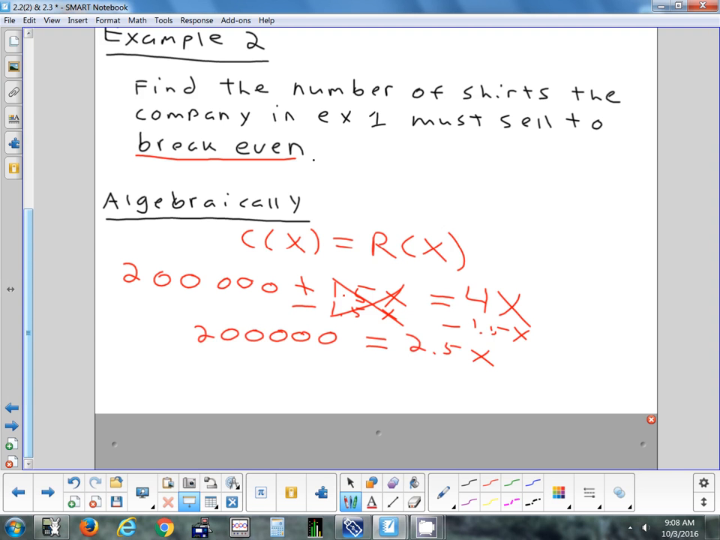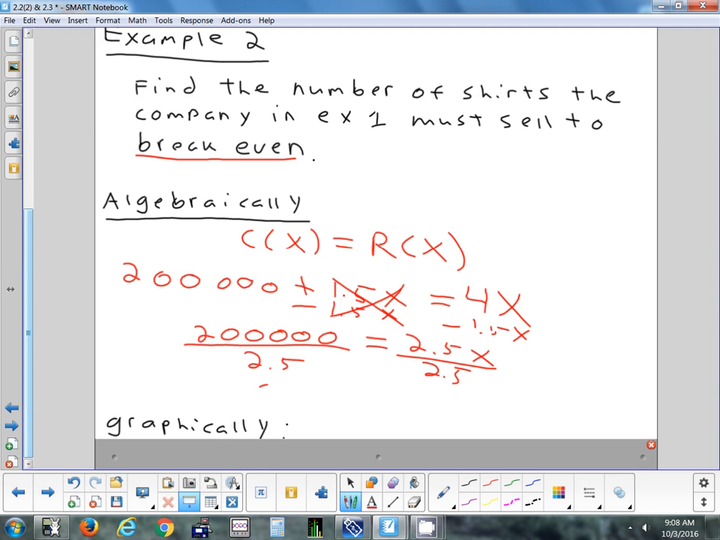Austin, you have a chance to redeem yourself. Now you divide. Now we divide, not by 4 though. What do we divide by? 2.5. Divide by 2.5. And I think that's going to be, does anyone have a calculator, 80,000? Is that what it came out to, John? Yeah, 80,000, thank you. Okay, so that's 80,000 shirts. If they sell more than 80,000 shirts, they start making money. If they don't sell that many, then they lost money.